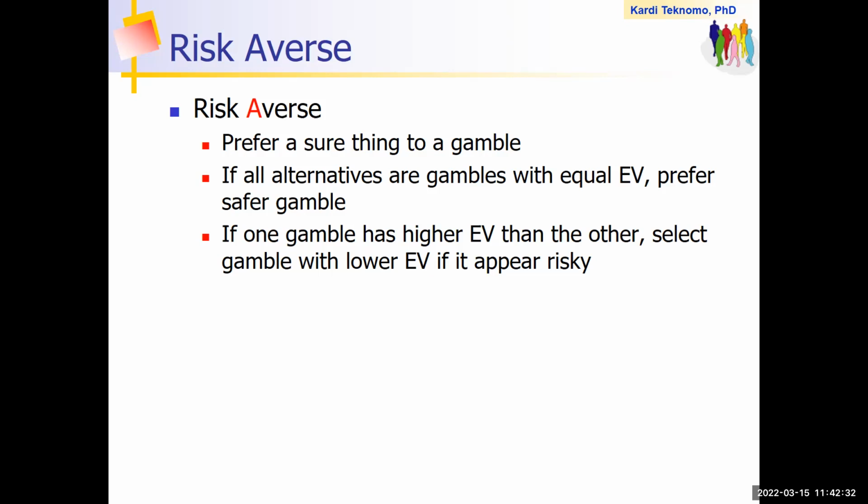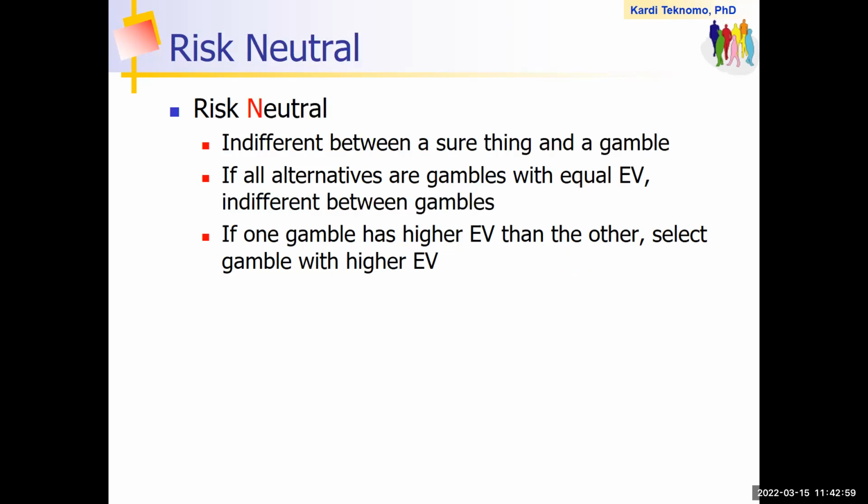That's fine. That is based on utility. Later on we will try to quantify your utility. Risk averse also means that if one gamble has a higher EV than the others, you may still select the gamble with lower EV if it appears less risky.